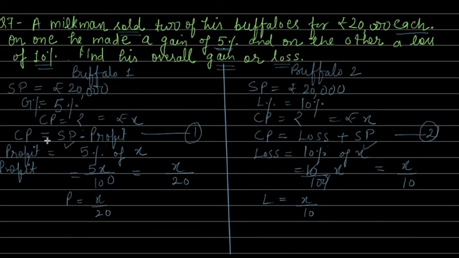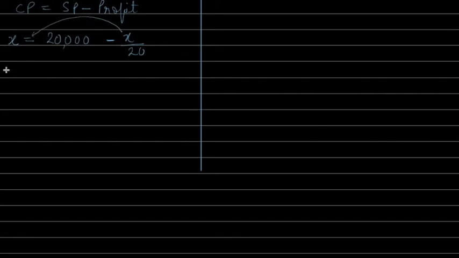Okay. So in the previous slide, the formula was CP is equal to SP minus profit. How much was the selling price? We already know it is 20,000, minus the profit we calculated as X upon 20. CP we have assumed as X. Now if I transpose this to this side, this becomes X plus X upon 20 is equal to 20,000.